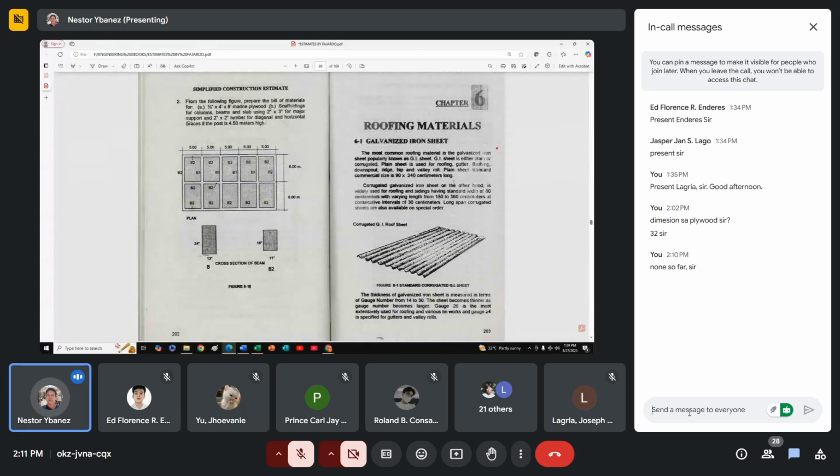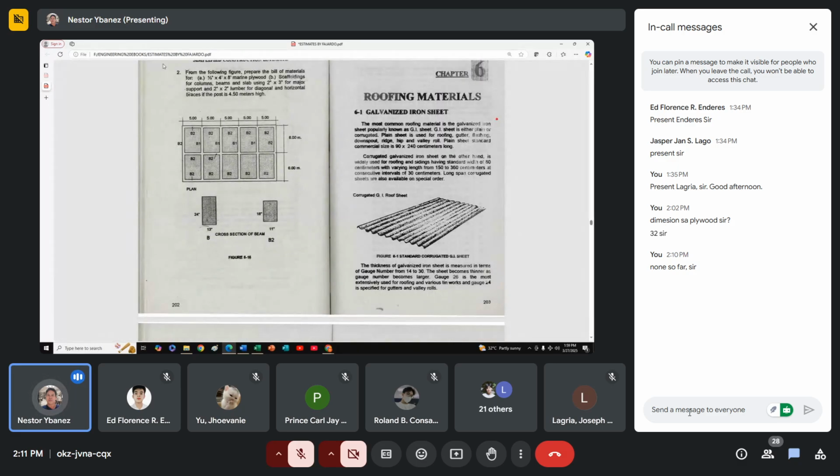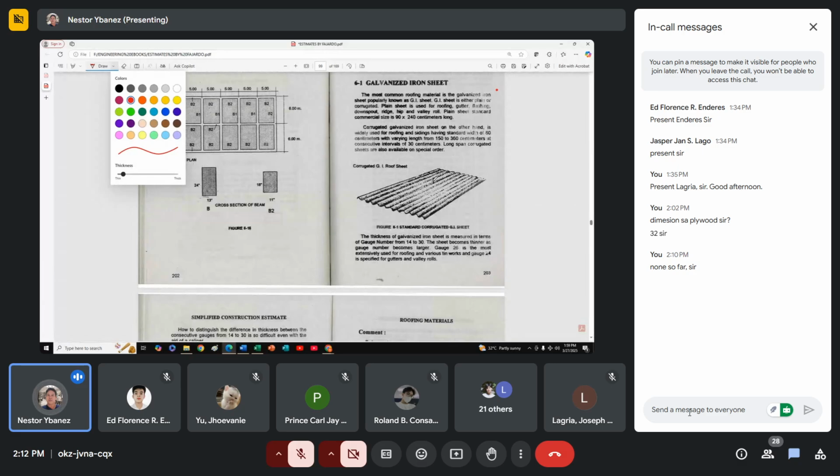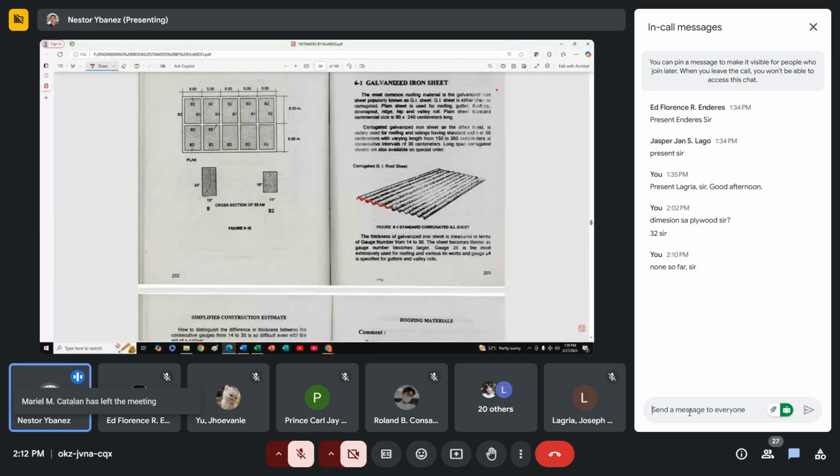But let's proceed to the roofing materials. So, galvanized iron sheet. It's called corrugated sheet iron roof sheet because of the corrugations. It is intentionally done in order for the water to flow freely down.